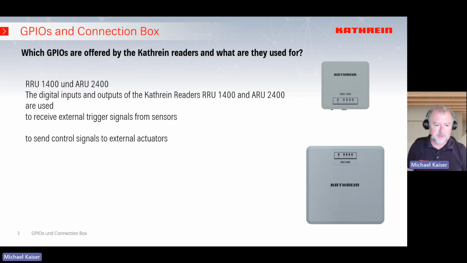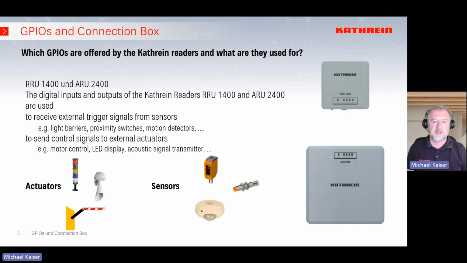And what kind of types could this be? For the external sensors, we have light barriers, proximity switches, and motion detectors. And on the other side, for the actuators, we have LED displays, acoustic signals, and of course, we can also control a motor like a barrier or a turnstile, what is necessary to open or to follow the process.